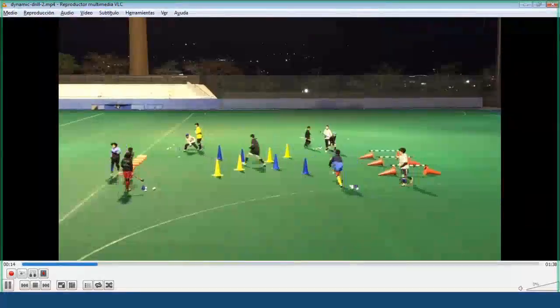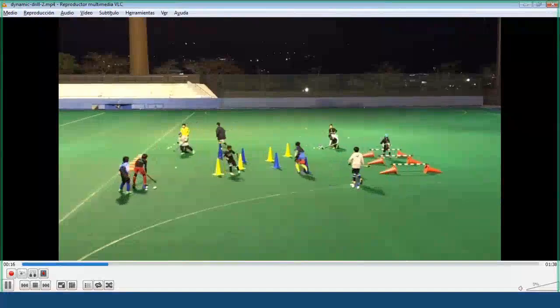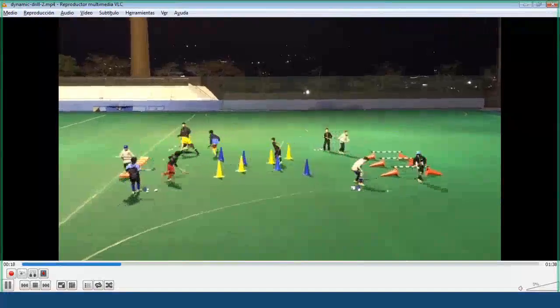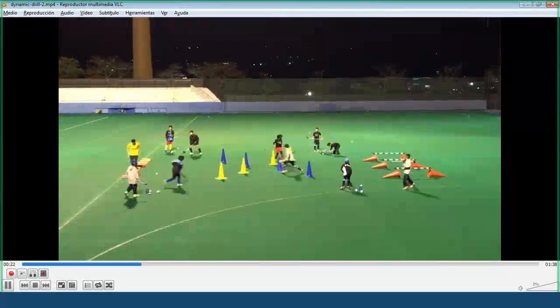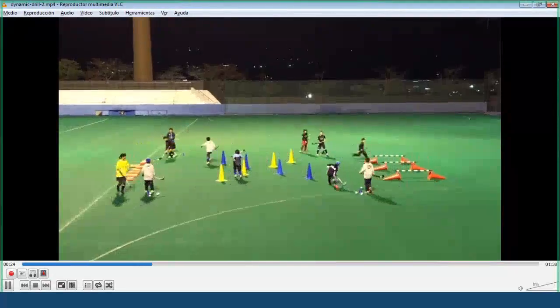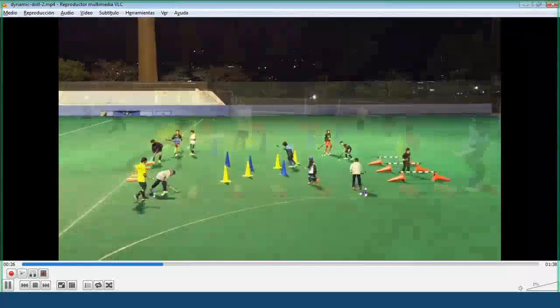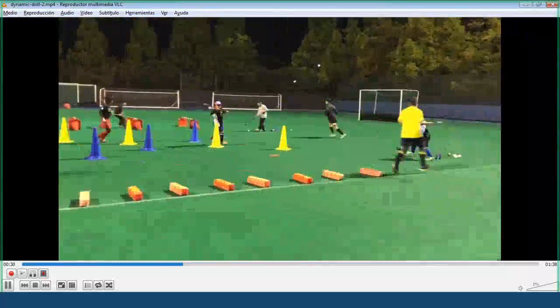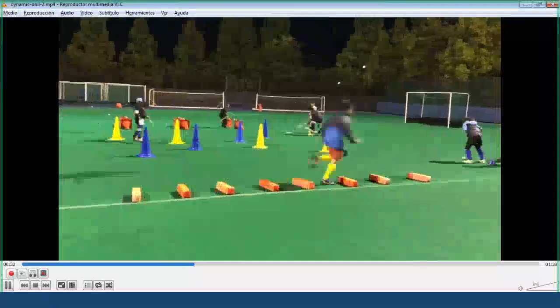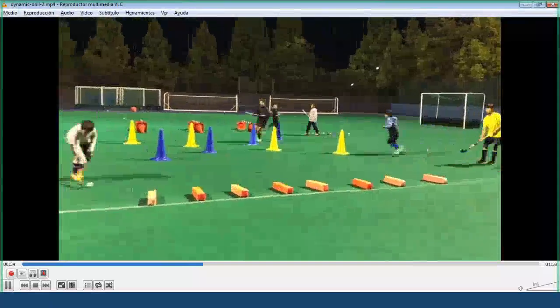The waiting time is almost dead for what they're trying to do, which is more of a fitness, coordination, and technical exercise. There's no waiting time. The action time is high because they're constantly doing something. There's no dead time because they have enough equipment. You see, the ball went off, the player collects the ball, that's it, we go again.